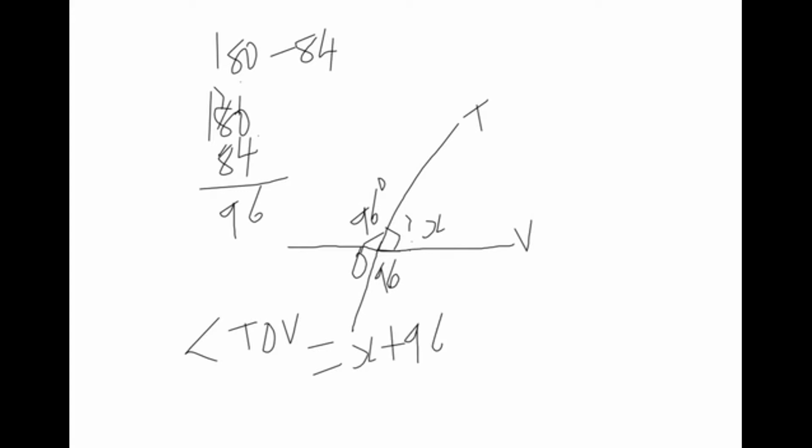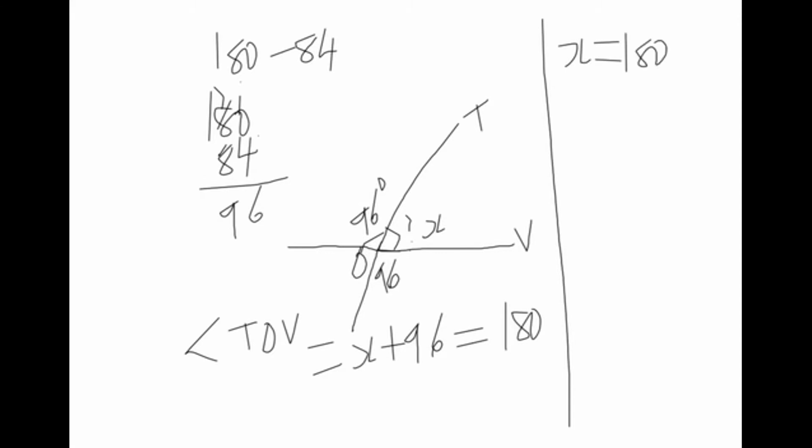plus 96 should give us 180. So our X will be equal to 180. We take 96 across the equal sign, it becomes negative 96. So we have 180 minus 96. So 180 minus 96 will give us, this is 10 minus 6 is 4.